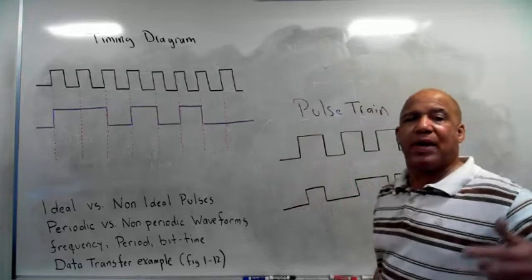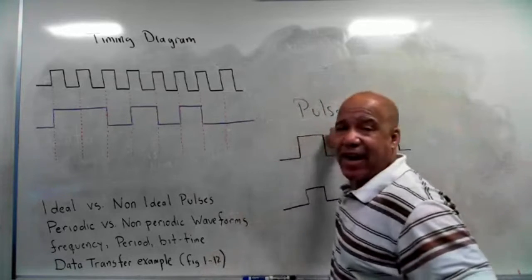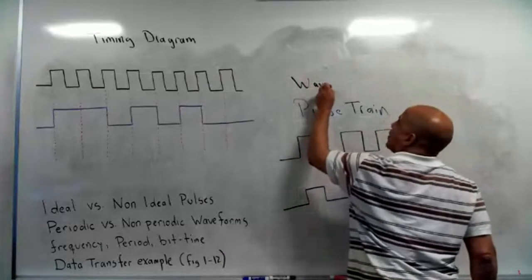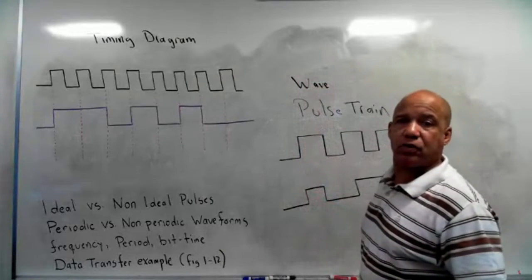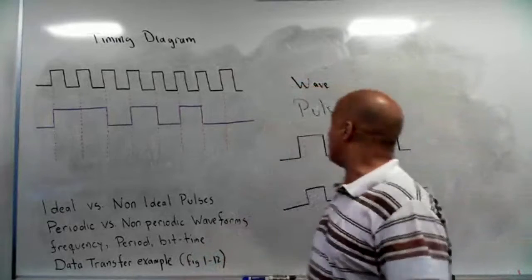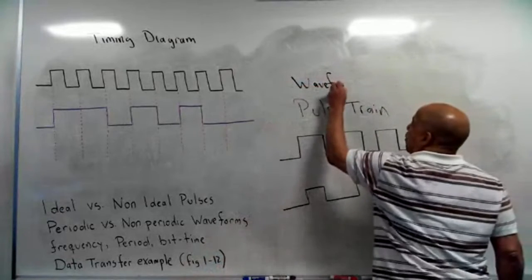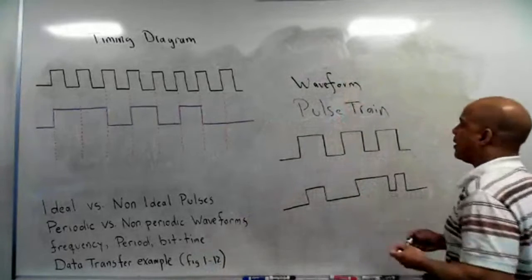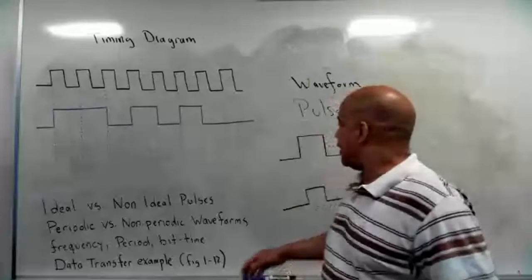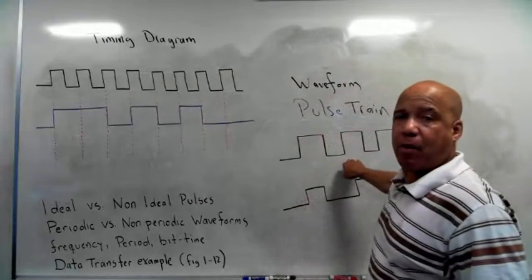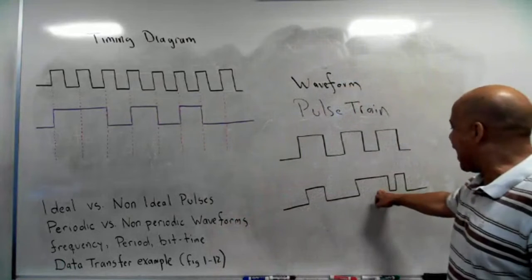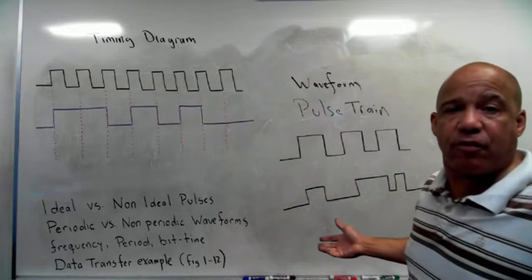When I say a pulse train, or I like to use the term waveform, it's actually a digital waveform, but I don't use the word digital. When I say waveform, I'm implying it's a digital waveform. So this waveform or pulse train can be either periodic or non-periodic. This is an example of a periodic waveform because it repeats itself at regular intervals. And this is an example of a non-periodic waveform because it doesn't repeat itself.